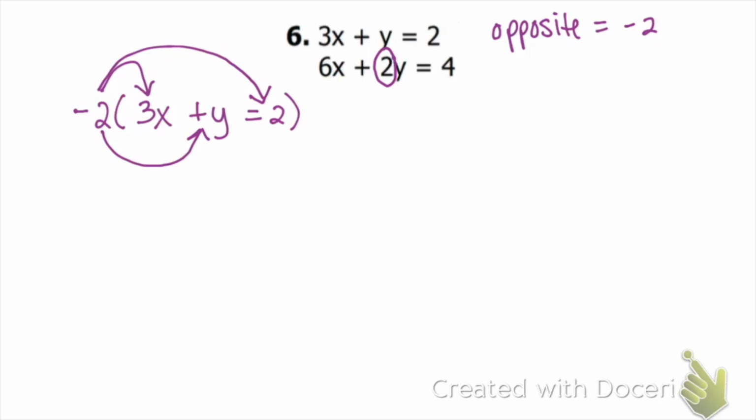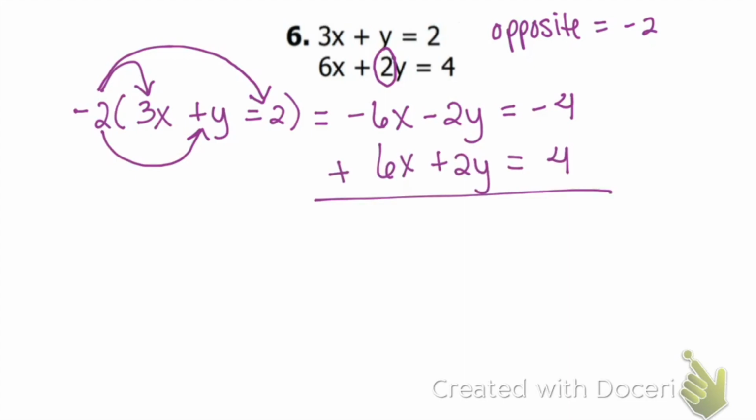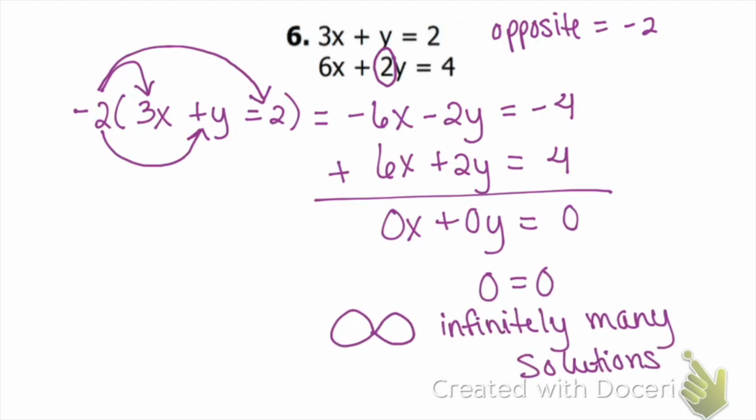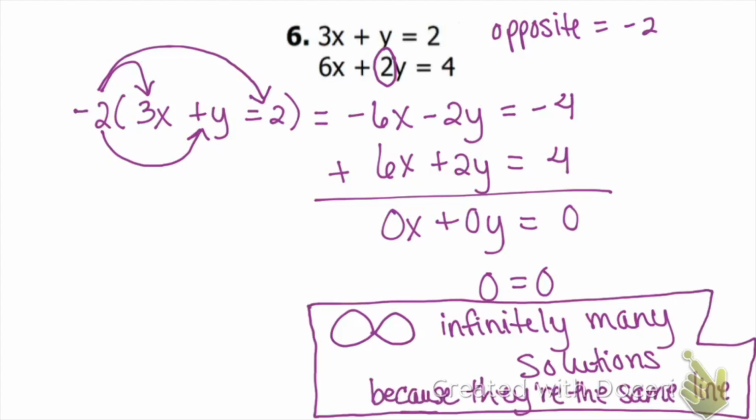So when we multiply everything by negative 2, it turns into negative 6x minus 2y equals negative 4. Then you're going to add your second equation with the first equation that you changed, and you get 0x plus 0y equals 0. So that means 0 equals 0, so therefore there's infinitely many solutions because they're the same line.